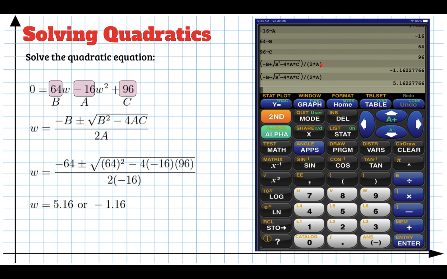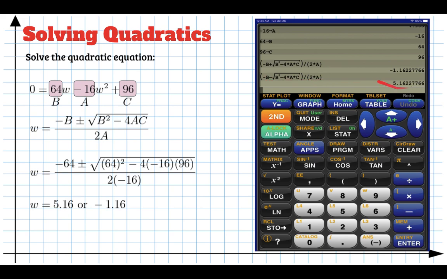And when you hit enter, it will plug in A, B, and C that are stored, and it'll give you the answer. You can then recall this. So to recall this expression, hit the second key and then hit enter. That recalls the last expression. Go change the plus to a minus, and you'll get the other solution, 5.16.